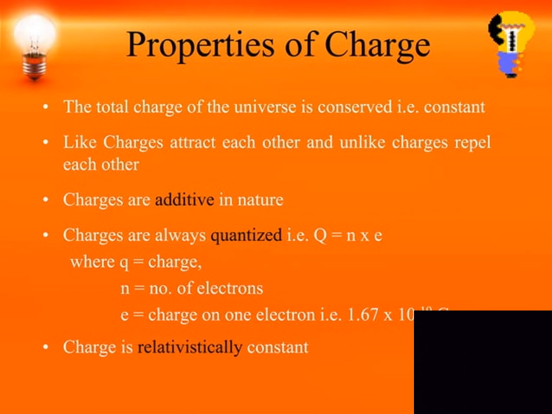For example, if you take a cell, we have seen batteries with 40 volts fast charging, 30 volts fast charging. These depend on the number of electrons. As the number of electrons increases, the charge also increases. But the charge value for one electron is constant. For one electron, the charge is fixed. So these are a few properties.